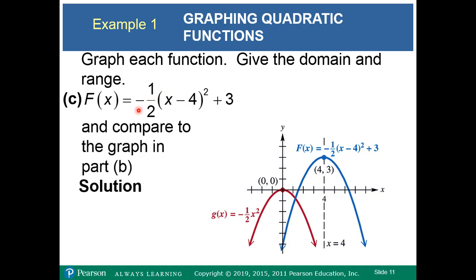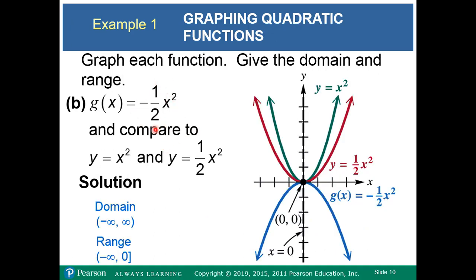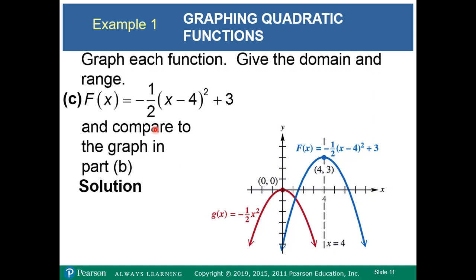Well, here we've got negative 1/2 x squared, but now what are we doing? Well, now we're taking this graph, right, and we're translating it. We're translating what? 4 units to the right, and then 3 units up. So we're going 4 units to the right and 3 units up. And so all the points on this graph are being moved to this graph. Okay? So capital F of x is just a translation of g of x.